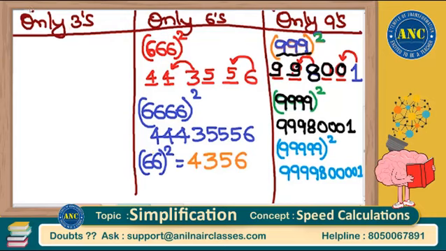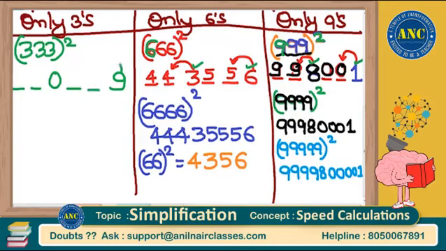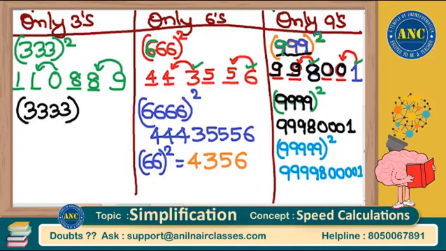Suppose for example, same analogy for only 3s, sir. Suppose I want to find triple 3 whole square. 6 square is 36, 2-digit format. 9 square is 81. 3 square is 9, 2-digit format is 09. 3 3s are there, so 2 dashes. 1 less than 9 is 8, 1 more than 0 is 1. Answer is 110889.